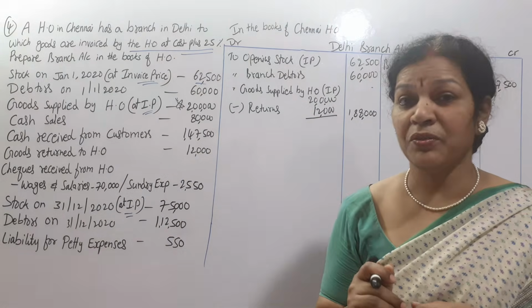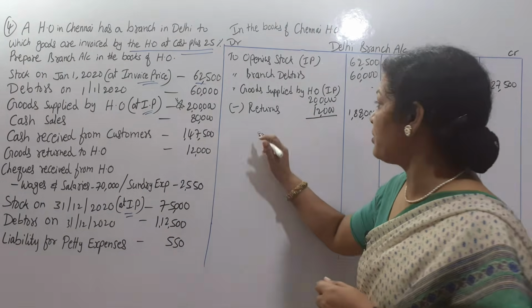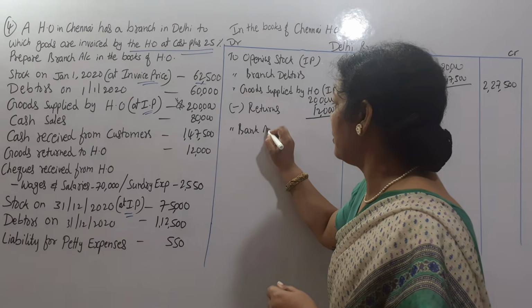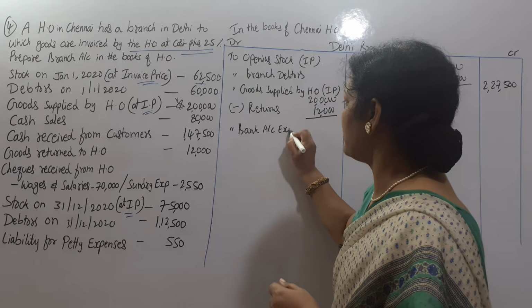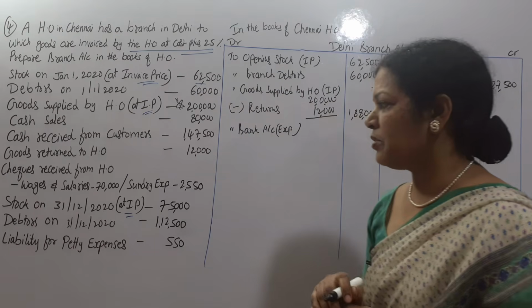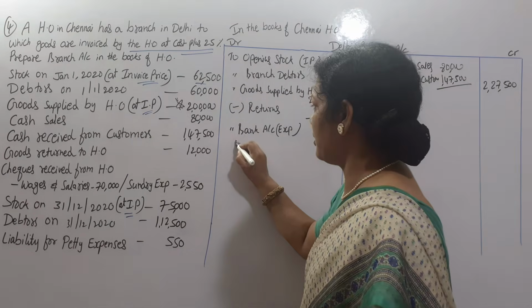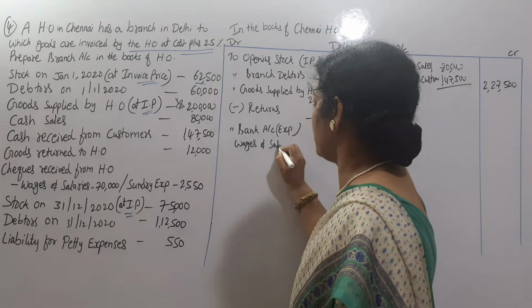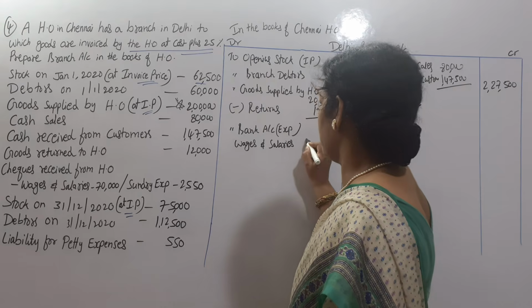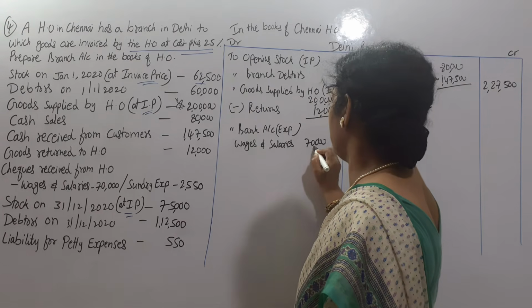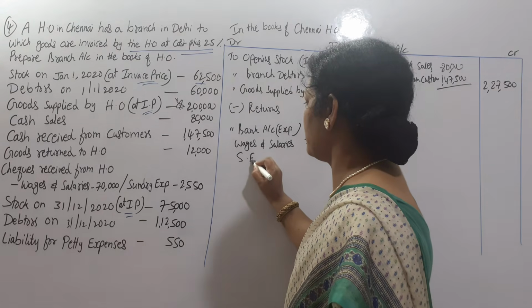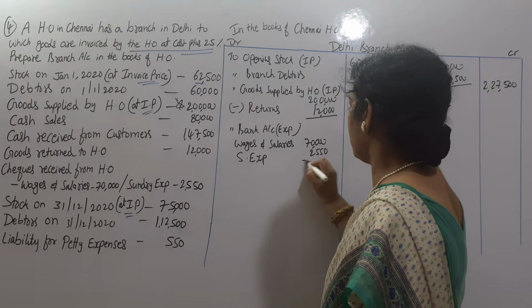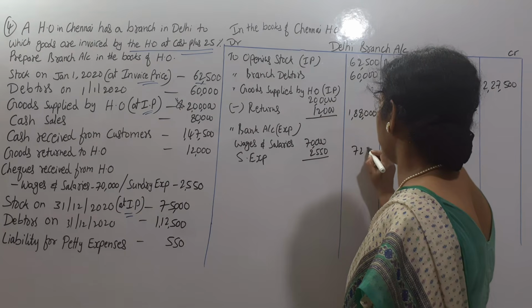Cheques received from head office. Why have they received? For expenses. Expenses on the debit side you will write to bank account, expenses in brackets. What are the expenses? Wages and salaries 70,000 and sundry expenses 2,550. So total it is 72,550.